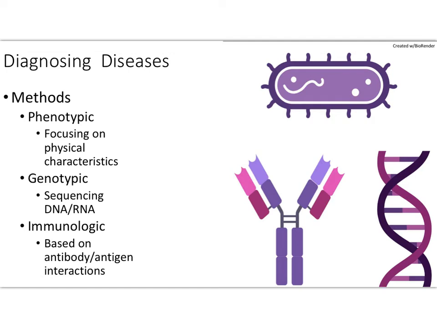And then finally, our third and last main category of diagnosing disease is the immunologic method. In this method, we are looking at the interaction between antigen and antibody, because antibodies are so specific in terms of which antigen they will bind to. If we get a match between an antigen and an antibody, and we know either what the antigen is or what the antibody is, then we know for sure that we're dealing with a certain pathogen.